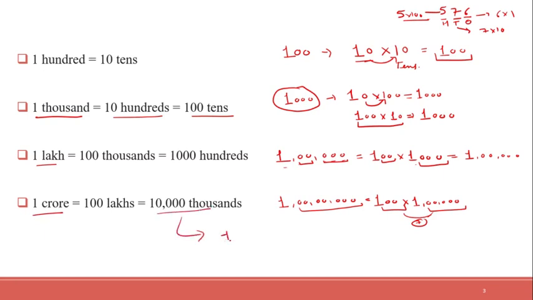Similarly, write it as 10,000 thousands. 10 thousands into 1000. So here it has 3 zeros, then it has 4. Together they will have 7 zeros, same as in 1 crore. So 1 crore is equal to 100 lakh and is also equal to 10,000 thousands. I hope you get this.